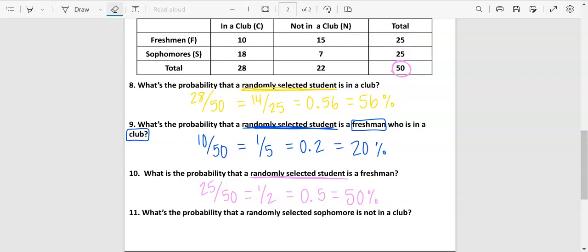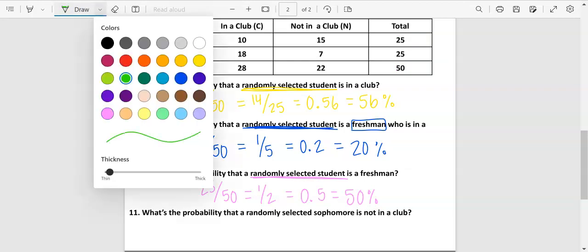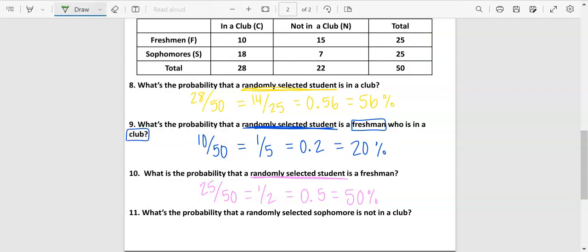And then our last question says, what's the probability that a randomly selected sophomore? So that's a tad bit different than what we've been doing so far. It says randomly selected sophomore, so I'm no longer picking from just anybody. I am only picking from my sophomores. What this is going to do is change my total to just be out of 25 people. I only want a randomly selected sophomore.